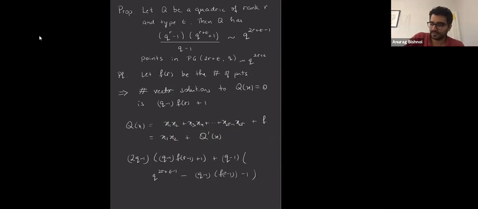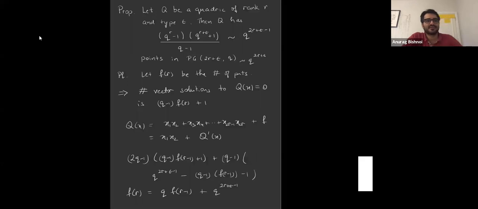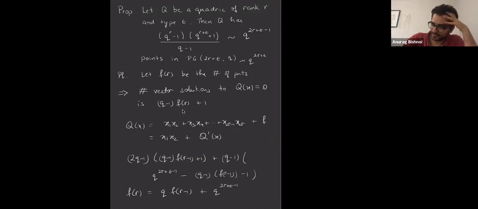So you find out an equation like you have f of r in terms of f of r minus 1. And you can simplify this to get f of r is equal to q times r minus 1 plus q to the 2r plus epsilon minus 1. If I'm not wrong, I can maybe double check that. I think that's okay, but someone can correct me if it's wrong. We will interpret this equation soon in a different way as well, but that's really what gives you the formula, because you can just start with f of 0 equal to 0, the number of points in a zero dimensional, in a rank 0 polar space is just 0, and then plug that in, you get that formula over there.